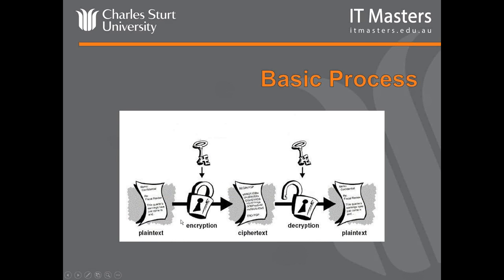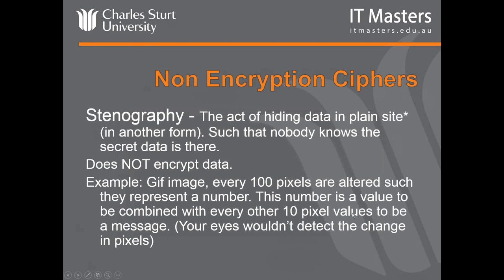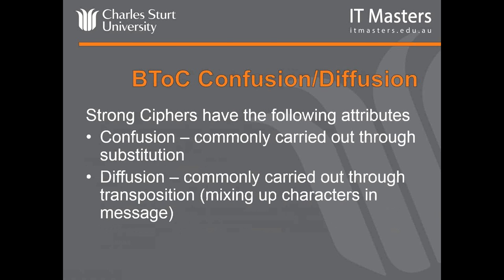So our basic process: here we have a symmetric key, the same key, plain text, encryption, ciphertext, decryption with the same key, plain text. We also have non-encryption ciphers, remember. These are things like steganography, where we hide information, such as hiding information inside executables.